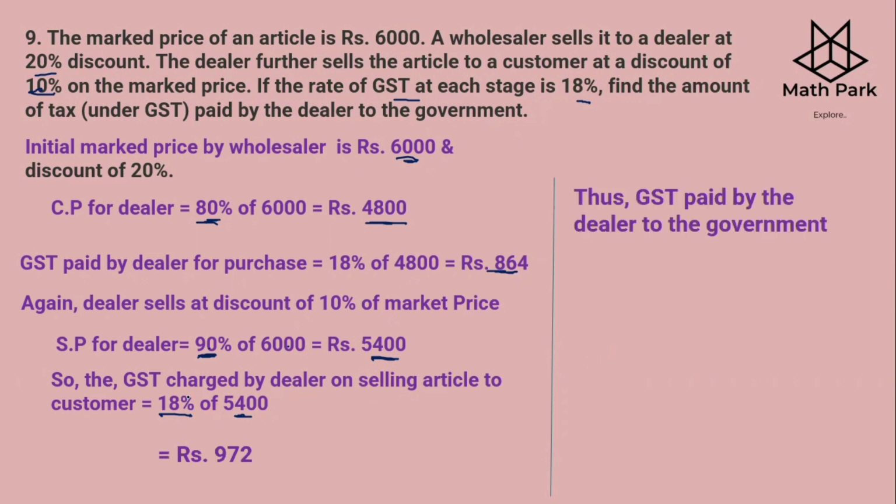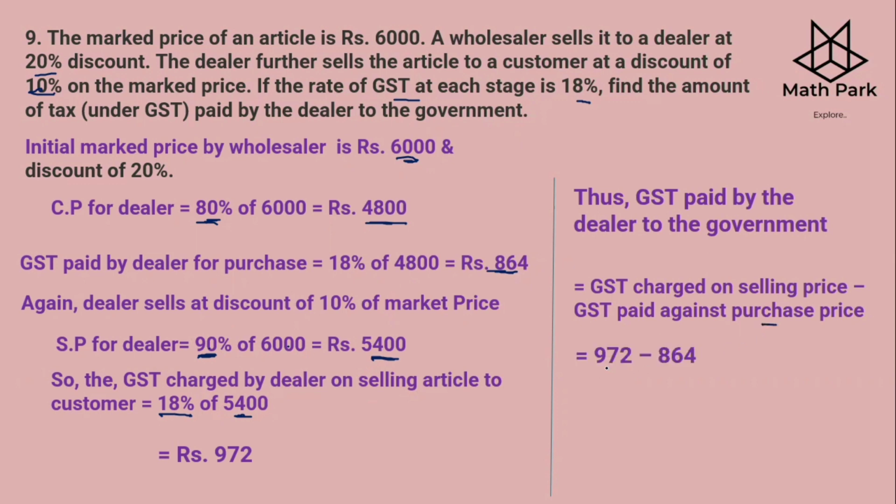So thus the GST paid by the dealer to the government is GST charged on the selling price minus GST paid against the purchase price. So GST charged for the selling price is 972 and for the purchase price it was 864. Okay. So the net GST payable is 108. Got it?